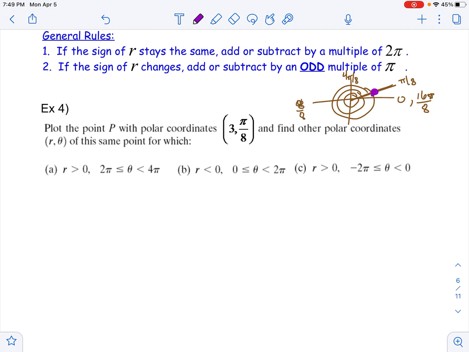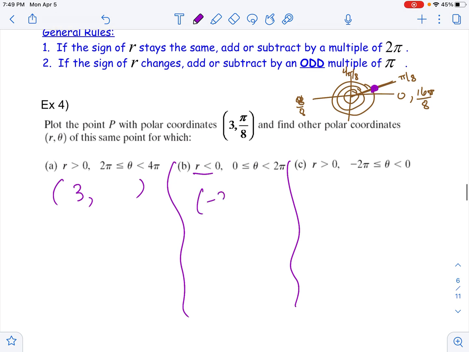All right, so again, we've got our stipulations. These are different now. R is greater than 0. So again, I like to go ahead and do R first. I know if R is bigger than 0, R has to be 3 because I have to go 3 circles out. The next one says R is negative, so I know it's going to be negative 3 comma something. The last one, R is positive, so it's got to be 3 comma something.